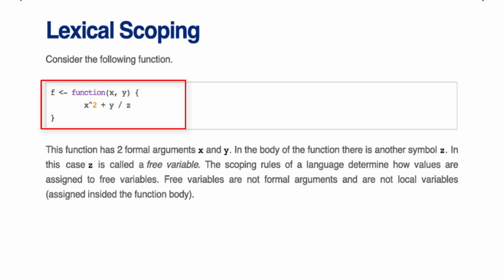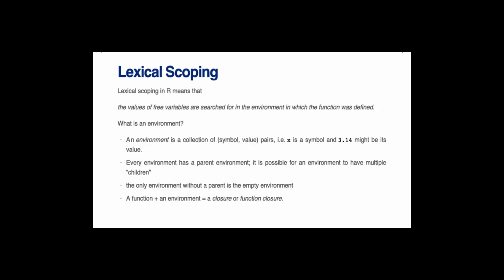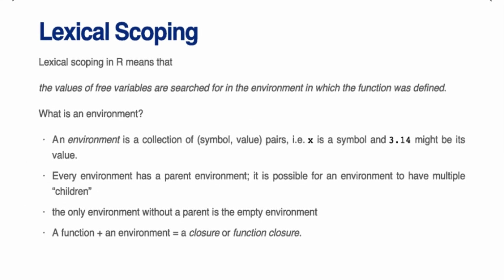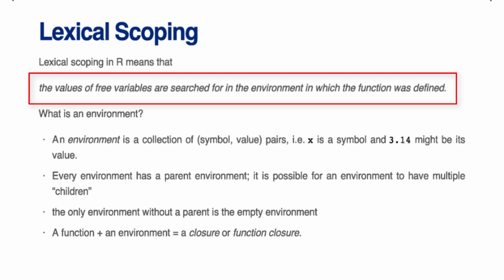And so in this case x and y are formal arguments, but the symbol z is what's called a free variable because it wasn't defined in the function header. And so the question is, well, what value do we assign to z, assuming that values were inputted to the function for x and y. And so the scoping rules of a language determine how we assign a value to something like z, which is a free variable. So these lexical scoping rules in R can be summarized by the following sentence: the values of free variables are searched for in the environment in which the function was defined. Okay, so think about that for a second, maybe repeat it a few times.